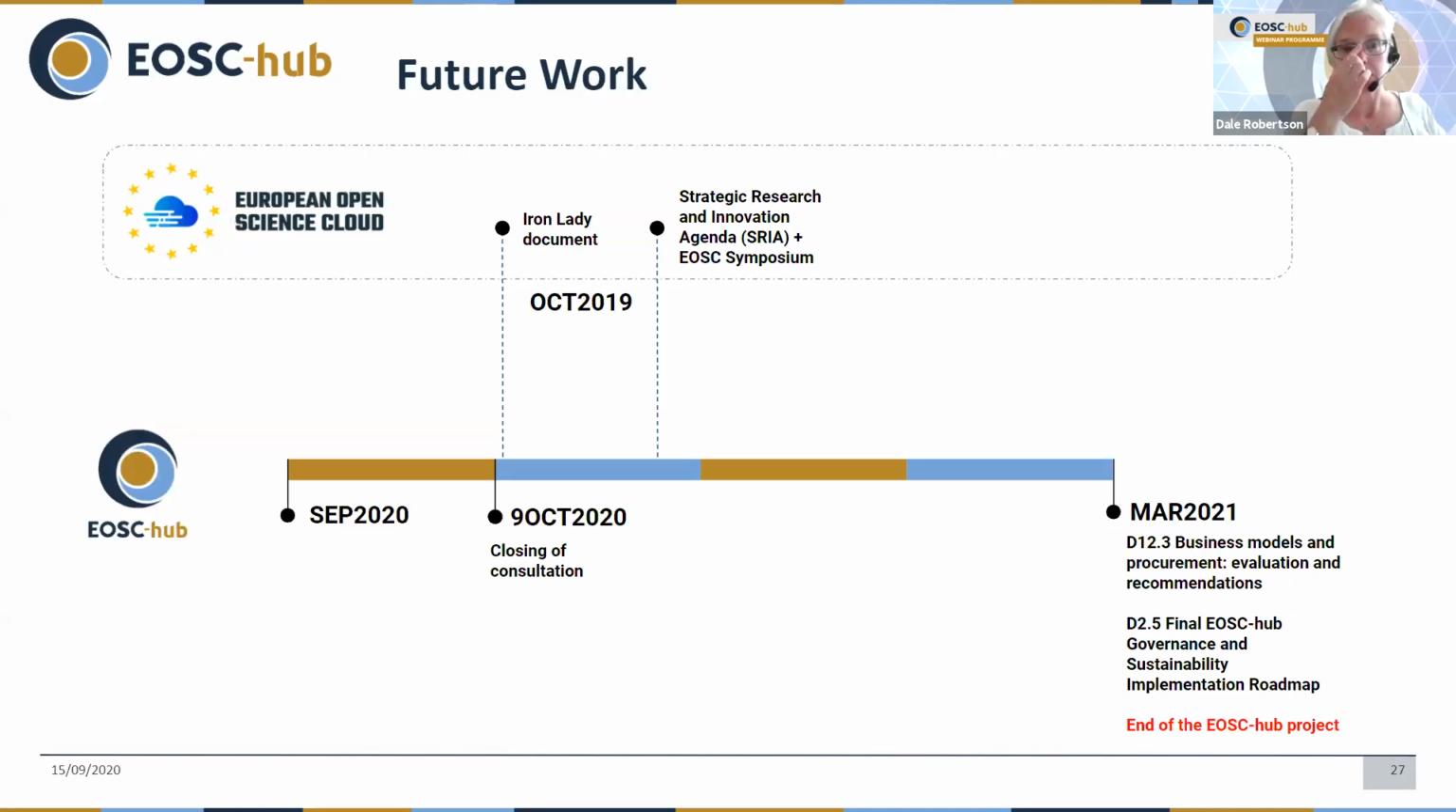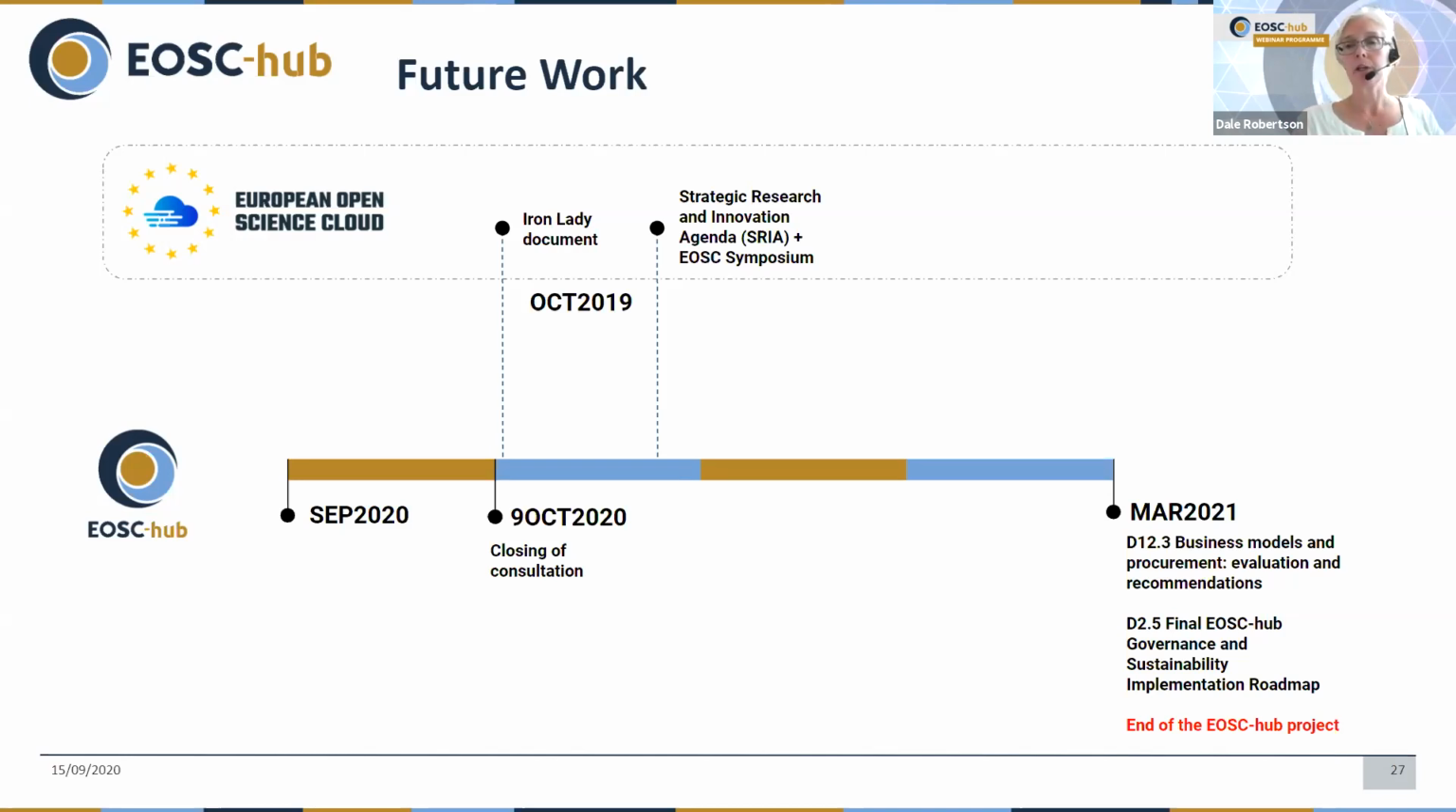Very briefly, the future work that's going to be taking place. The consultation is open until the 9th of October. The Iron Lady document from the Sustainability Working Group is due to be published shortly, and the SRIA is due to also be launched next month. Then, rolling forward to the end of the EOSC-hub project, there will be 2 final deliverables that are relevant to this work. One is the final procurement deliverable that will evaluate the findings of the work done so far and put forward some recommendations.